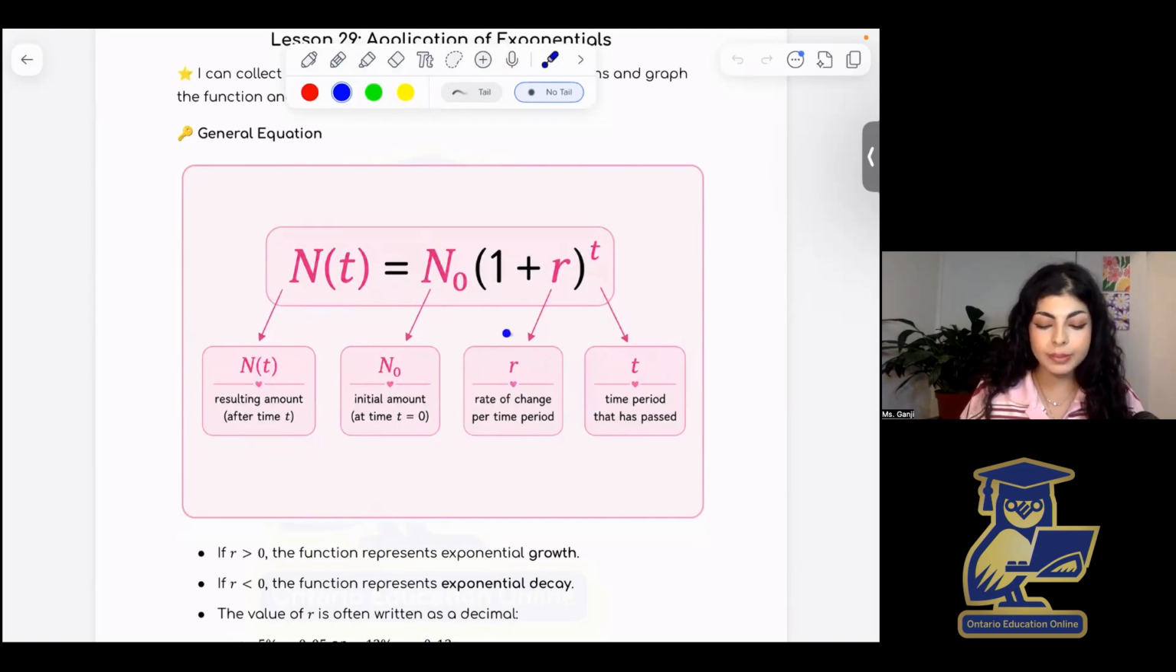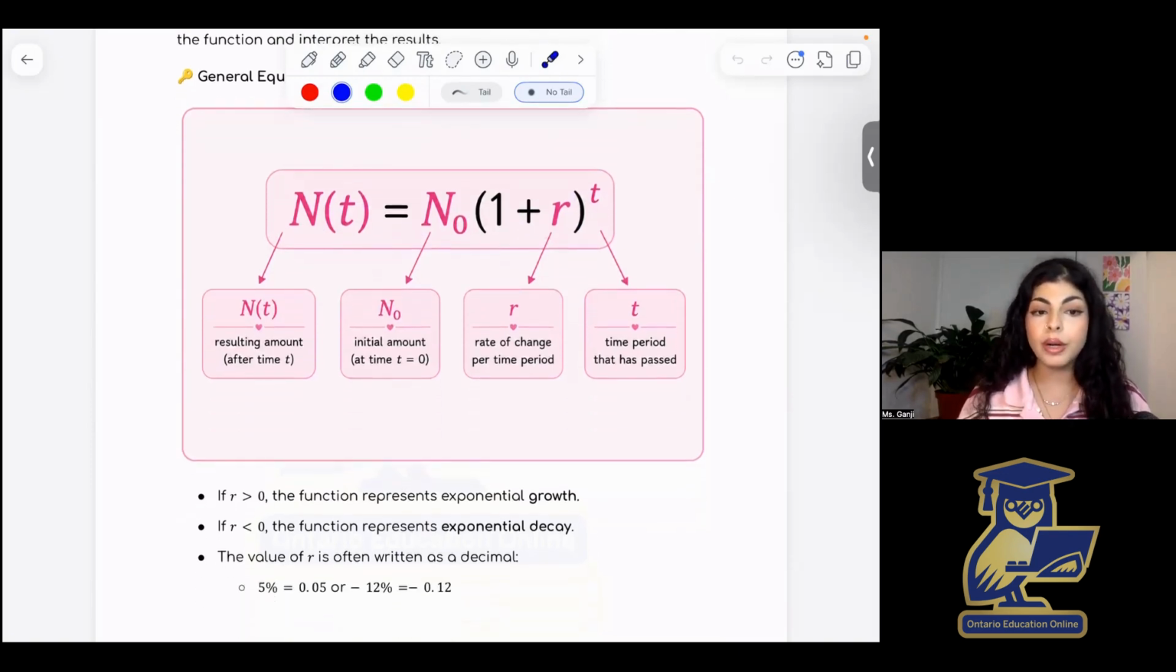And so, of course, this whole expression is a function of t, and we have our output, which is N of t, and it is the resulting amount after time t. So, for example, with the population, the initial population times the rate of change to the power of the time that has passed will give you the resulting population.